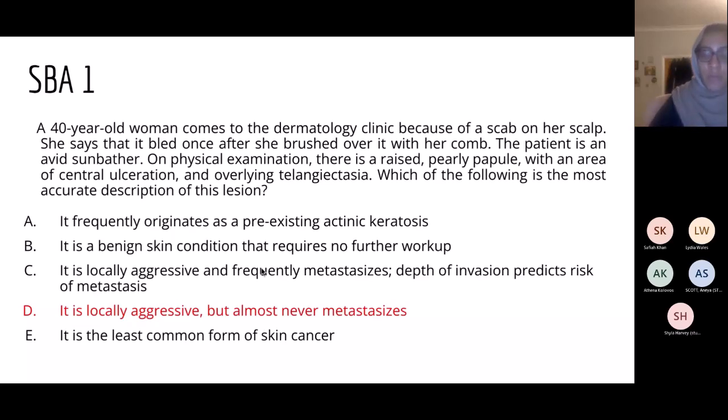A is referring to squamous cell carcinoma, and often you will find that squamous cell carcinomas might appear first as an actinic keratosis, in its pre-malignant stage, that then develops into a squamous cell carcinoma, and then we'll go into that in a little bit as well.